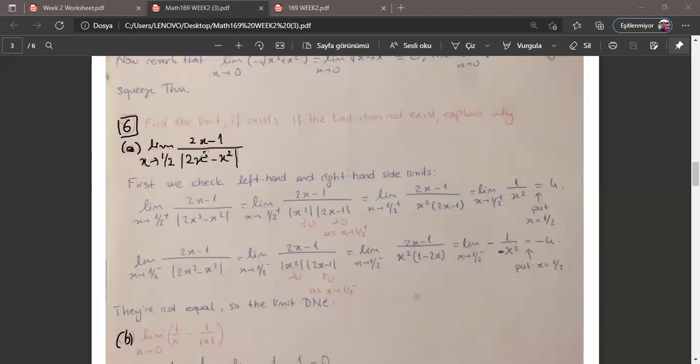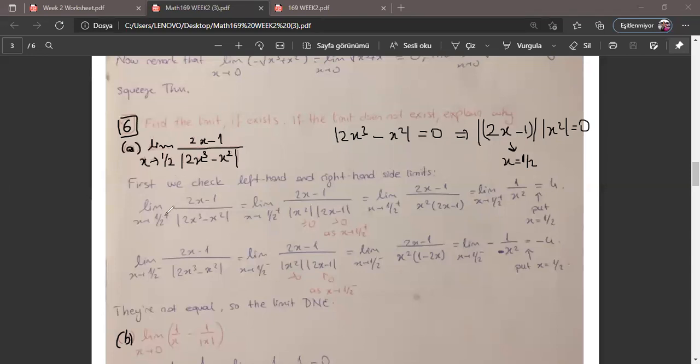Why do we do that? Because when we have absolute values in the denominator, we need to first equate them to 0, to see if there are points which make this absolute value equal to 0. So if it's equal to 0, then we have 2x minus 1 times x squared equals 0. So here you see x equals 1 over 2 makes this denominator 0. So we need to check that.